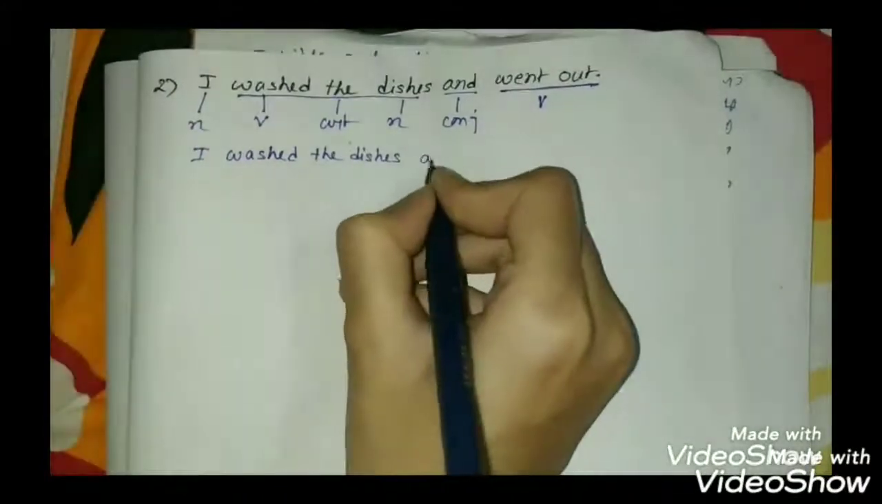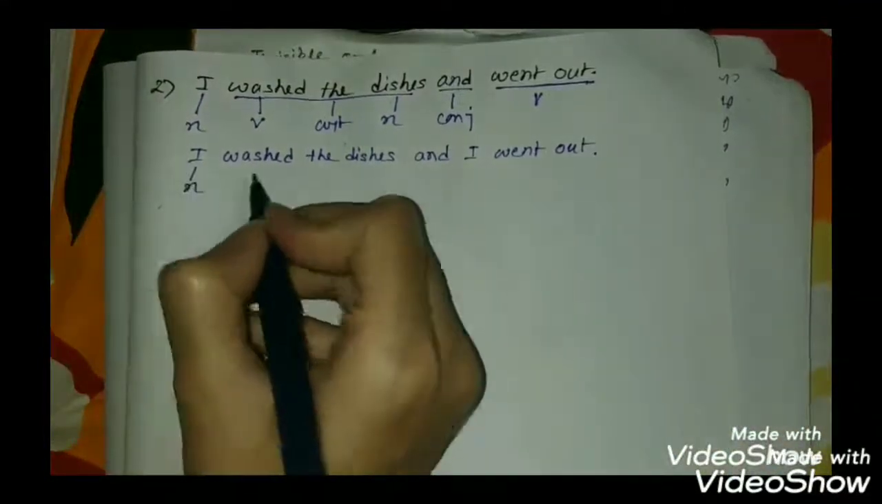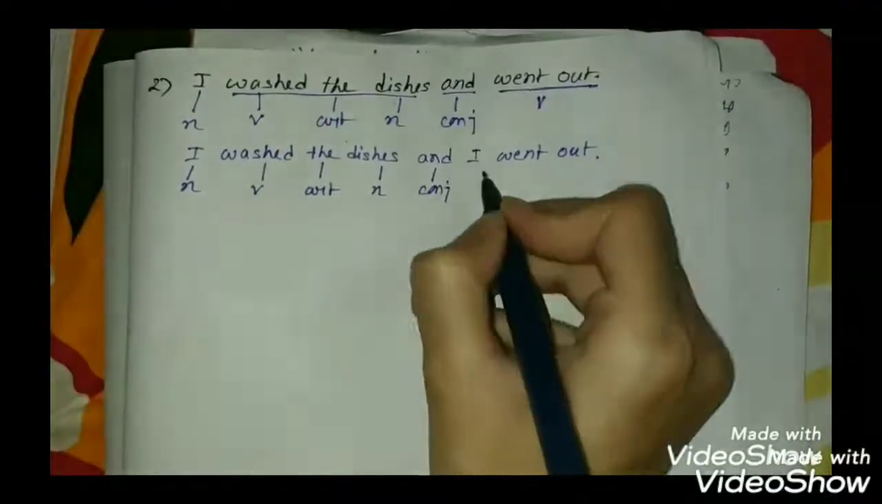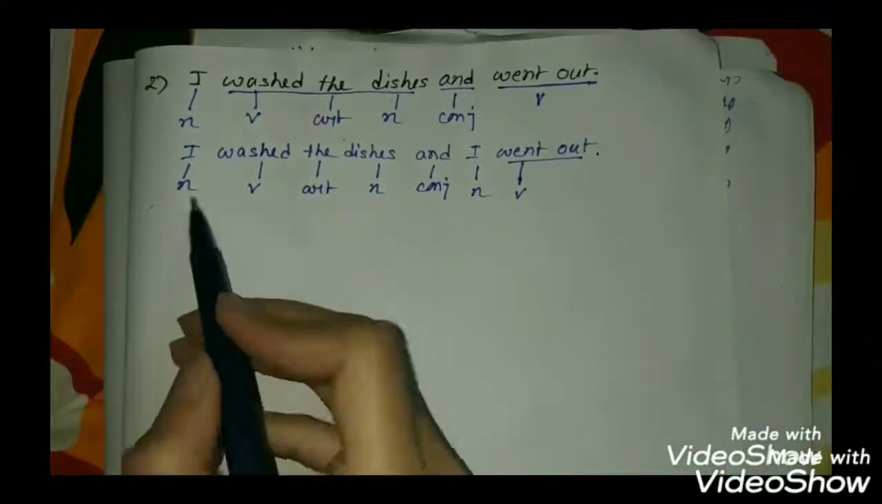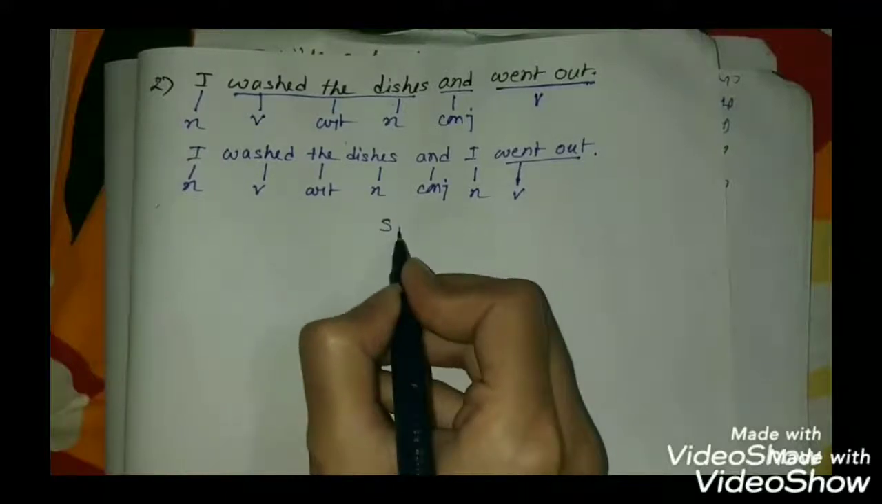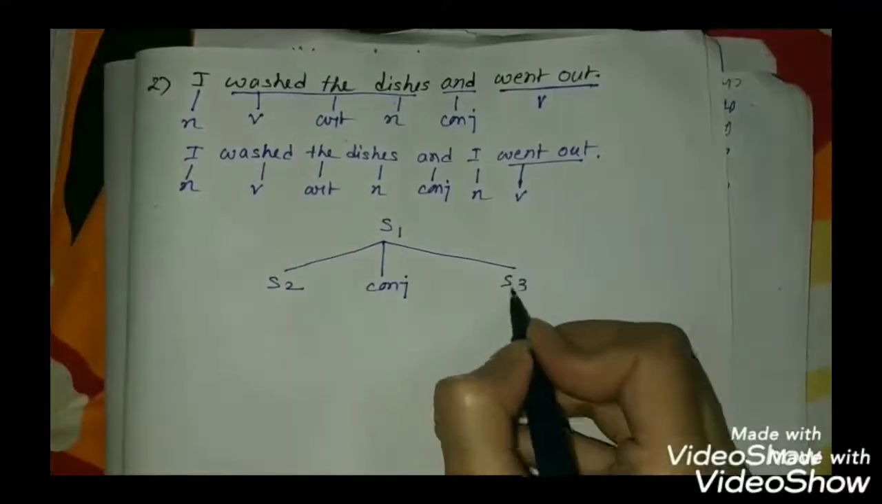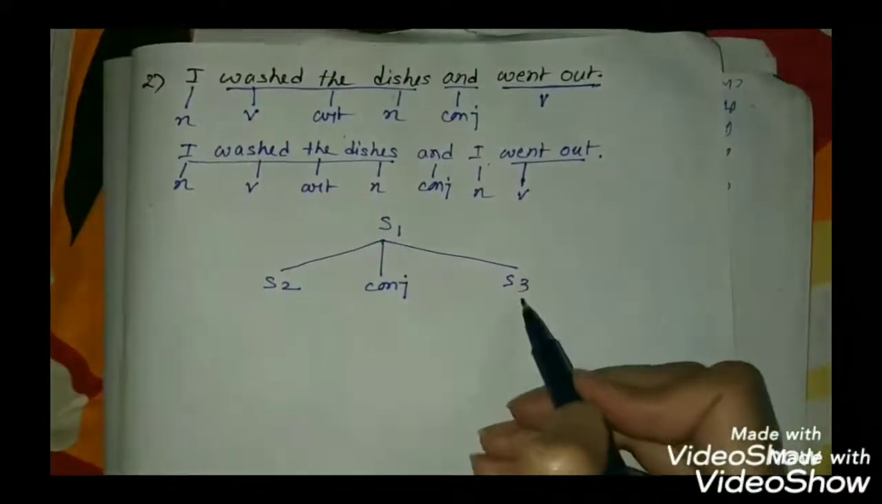I washed the dishes and I went out. Therefore, I is again noun, washed is verb, the article, dishes noun, and conjunction, I noun, went out is verb. Therefore, I washed the dishes and went out. It is two sentences. So from S1, S2, conjunction, S3. I washed the dishes is S2, and is conjunction, I went out is S3.